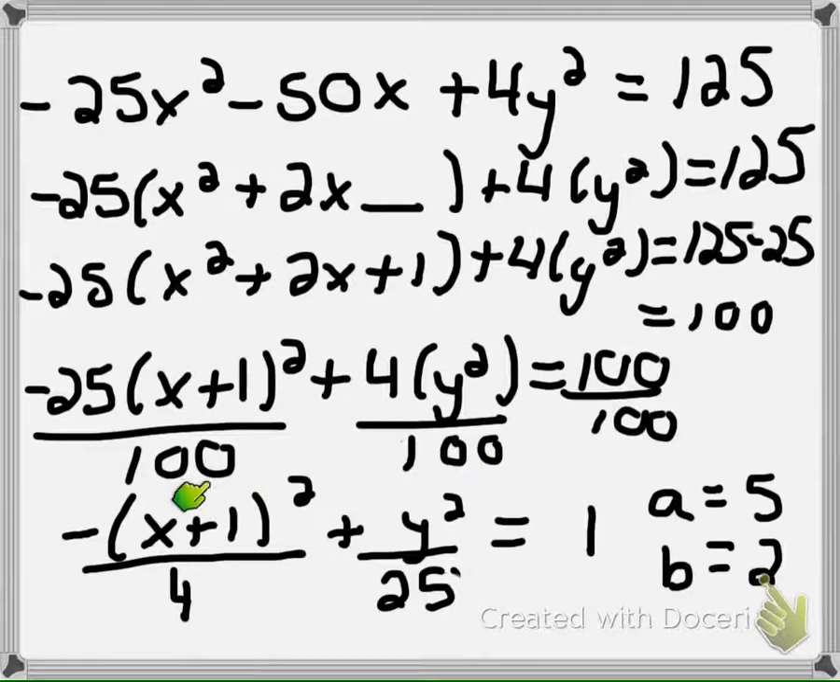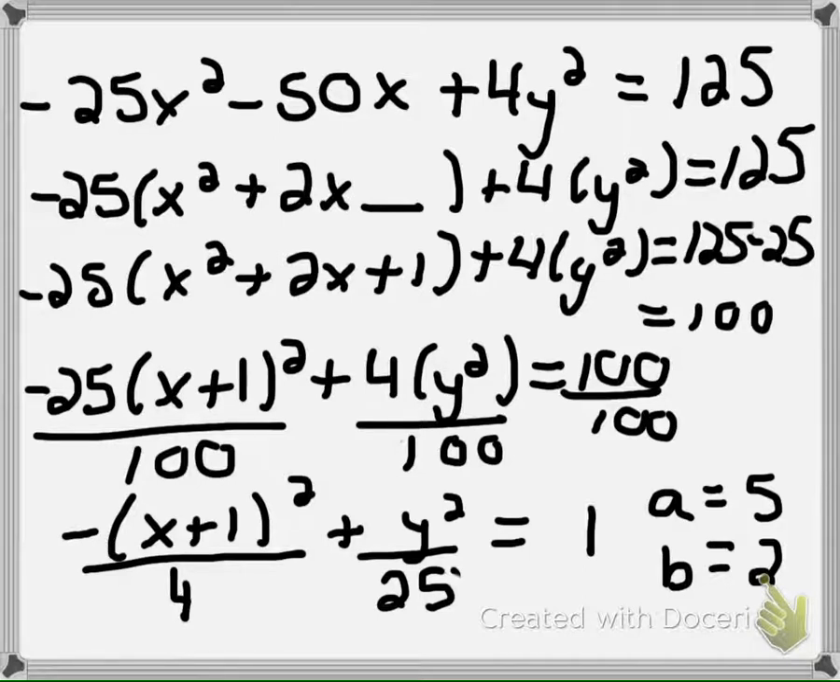I divide everything throughout by 100. Negative 25 over 100 simplifies to negative 1/4, but I don't need the 1. And 4 over 25 simplifies to 1/4, but again, I don't need the 1. And so in standard form, it's negative quantity x plus 1 squared over 4 plus y squared over 25 equals 1. You could, if you wanted, rearrange that so that it said y squared over 25 minus x plus 1 squared over 4 equals 1.